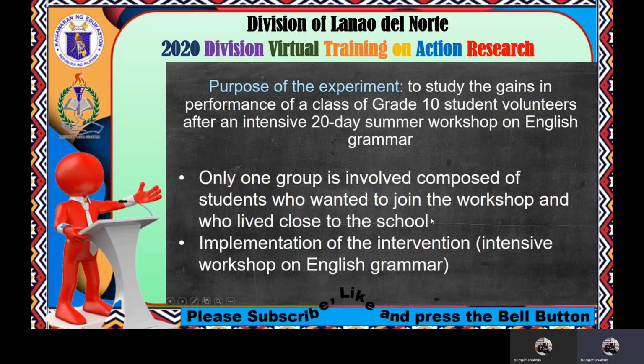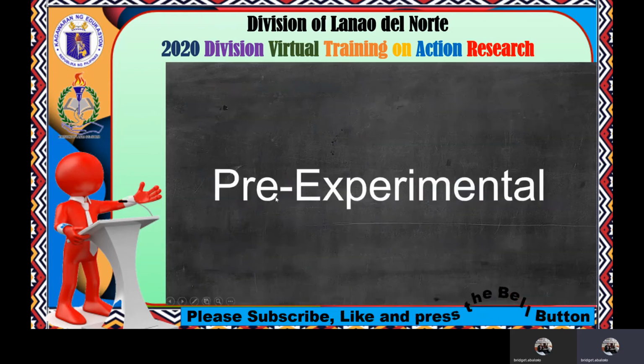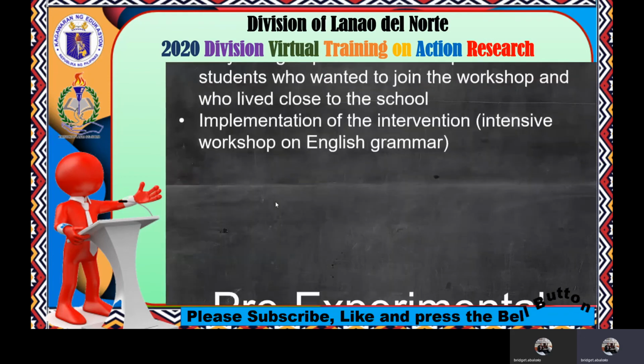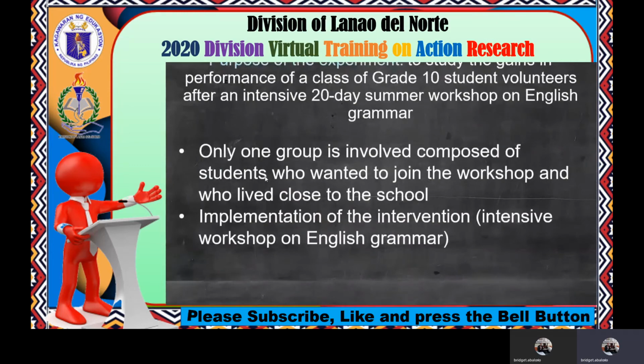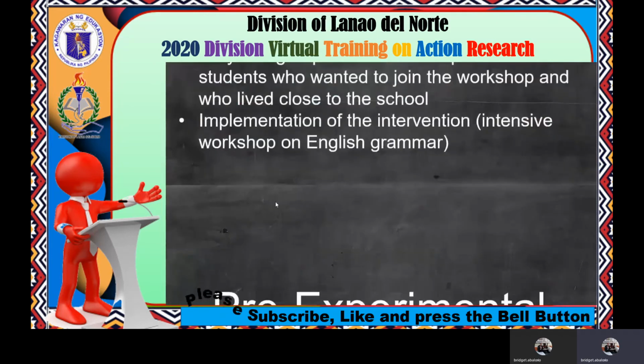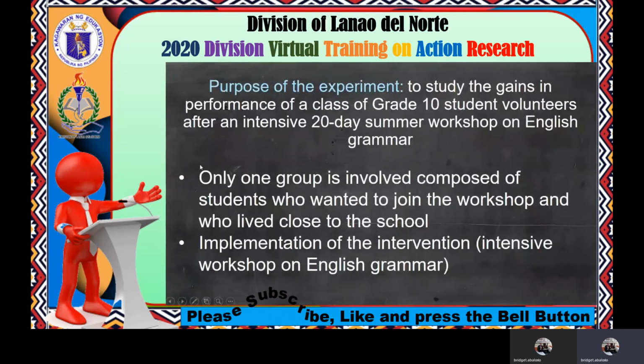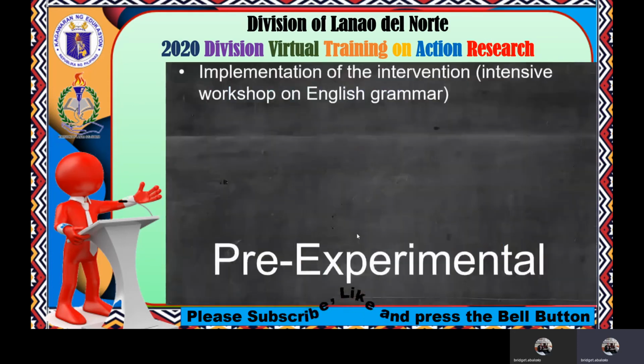Well, very good. It is pre-experimental research design. So going back, let us discuss why this is pre-experimental. There is only one group. No control group is involved. We have only one group, which is the experimental group, the class of grade 10 student volunteers. So they are subjected to the intervention. So that's pre-experimental research design.